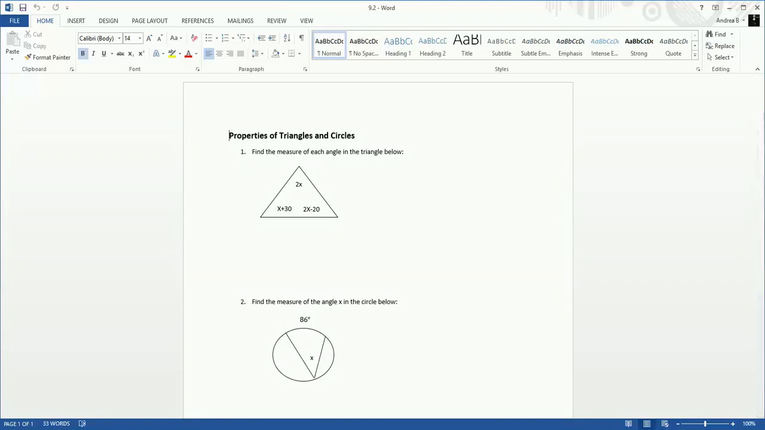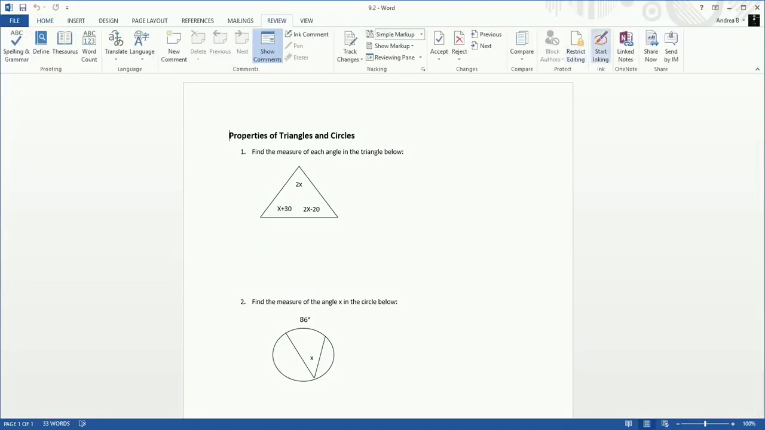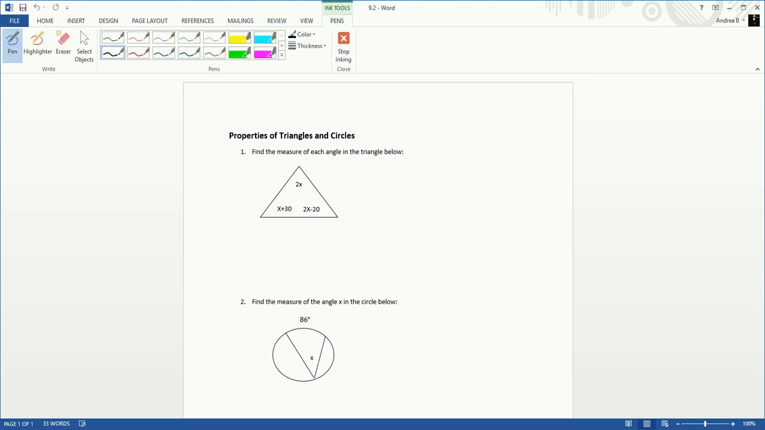Alright, for this one we have properties of triangles and circles. So for number 1, find the measure of each angle in the triangle below. The main thing to remember here is that all the angles inside of a triangle have to add up to 180 degrees, kind of like how we had to do in section 9.1 with the supplementary angles, how they had to add up to 180. Now for the triangle, all 3 of these angles have to add up to 180.